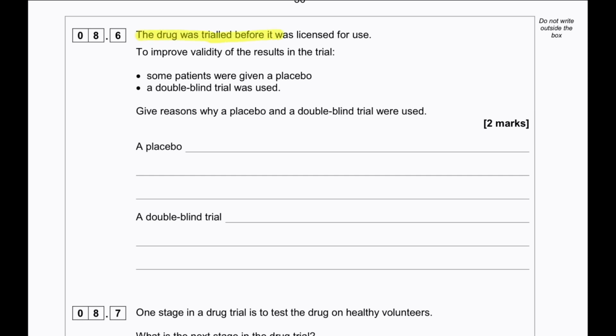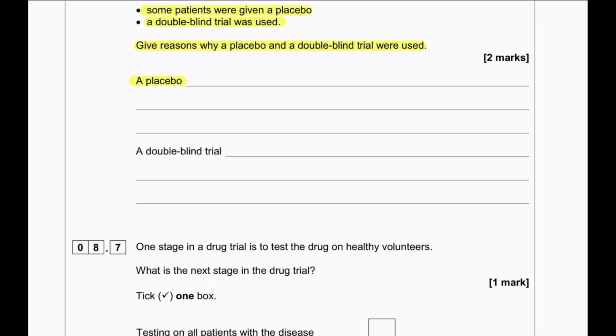The drug was trialed before it was licensed for use. To improve the validity of the results in the trial, some patients were given a placebo. A double-blind trial was used. Give reason why a placebo and a double-blind trial were used. So the purpose of the placebo: a placebo is given to avoid the patients thinking they feel better with the drug, or to take into account the psychological effect of taking a drug, because sometimes a patient may just get better because they are taking a placebo. So we can also say that it is acting as a control or comparison, whereas a double-blind trial is done to avoid a biased result.